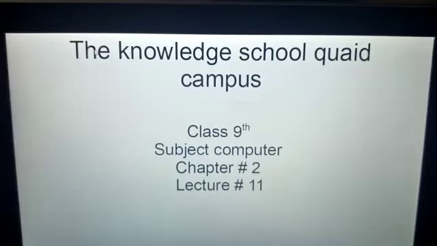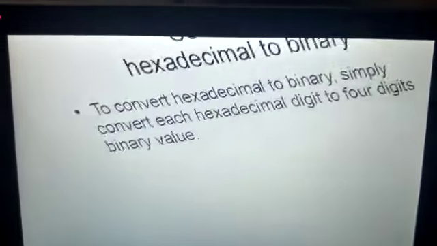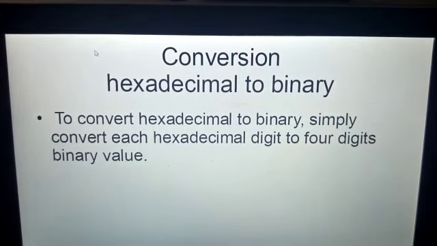This is lecture number 11 of class 9th and chapter 2. This is the last lecture of chapter number 2. In the previous lecture, we learned how to convert hexadecimal to decimal and decimal to hexadecimal. Today, we are going to discuss hexadecimal to binary and binary to hexadecimal.